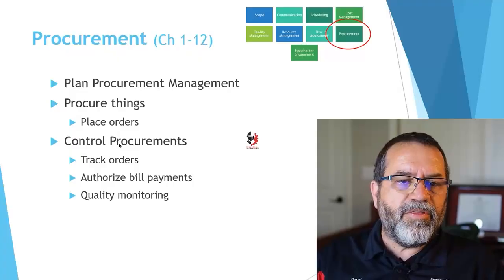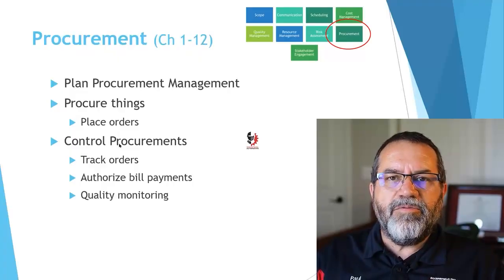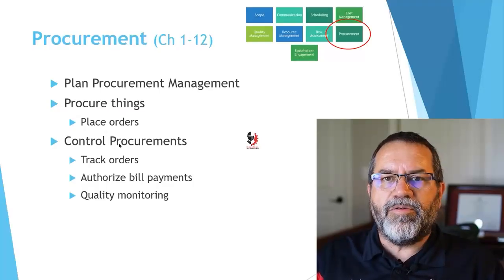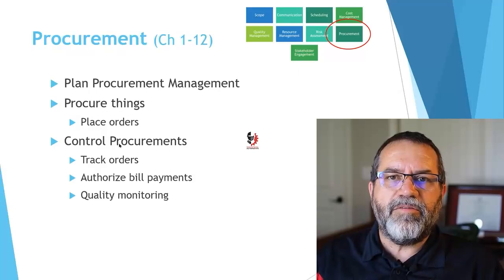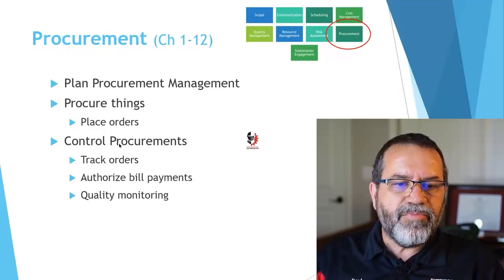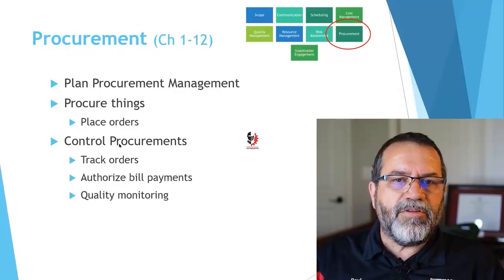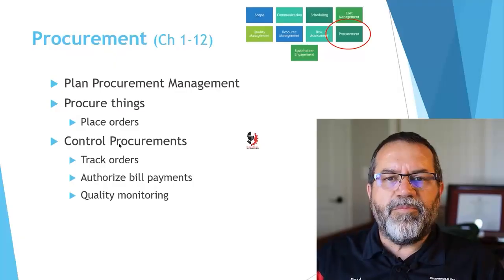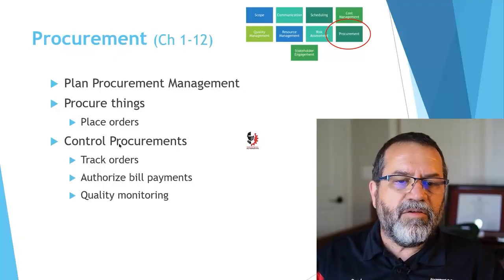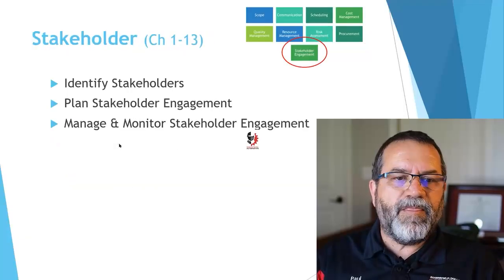How are you going to procure things? And then how do you manage that procurement? How are you going to track your orders? Have your windows been ordered for your house? If they're ordered, when are they going to arrive? Is it going to be in a timely fashion? Are they going to be late? How are you going to ensure the quality of your procurement items? And how do you authorize payment?